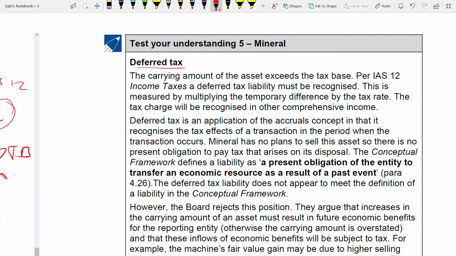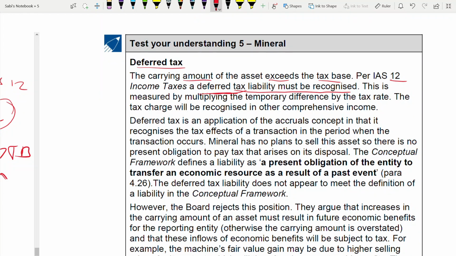Let's see. Here they are giving you the carrying amount and the tax base. So according to IAS 12, this deferred tax liability will be recognized. You have to write all this, because we don't know whether it's a deferred tax asset or liability, or whether it should be recognized in the first place. Why does a deferred tax liability have to be recognized? Because the carrying amount is more than the tax base. This also you have to explain. This is also another way of writing it; you're just rearranging the words.